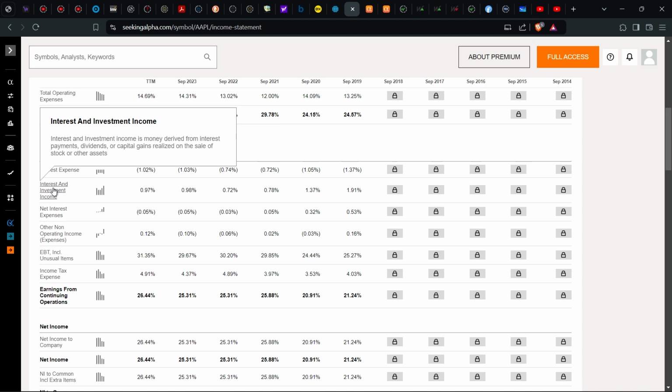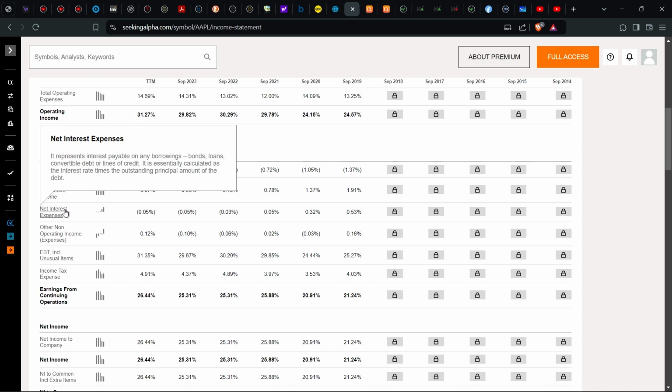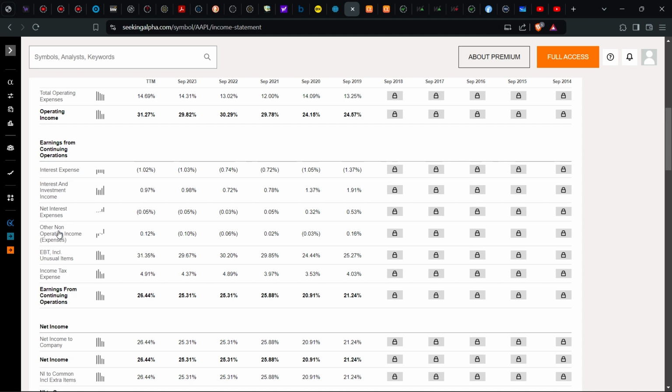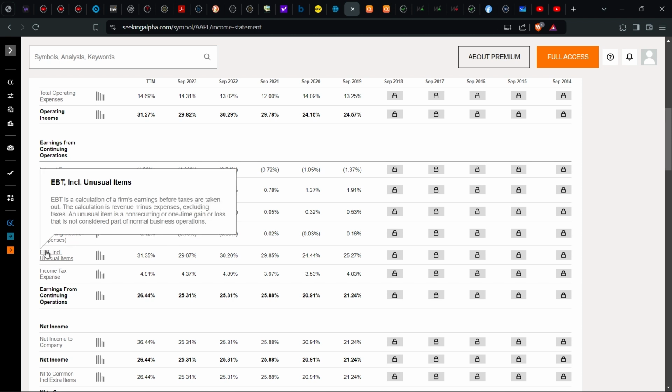Okay, yeah. And then net interest expenses represent interest payable on any borrowings, bonds, loans, convertible debts, or lines of credit. It's calculated as the interest rate times the outstanding principal amount of the debt. Another one, other non-operating income or expenses. You can see this number has been like that. And then earnings before tax. Now this is the taxable income of the company.